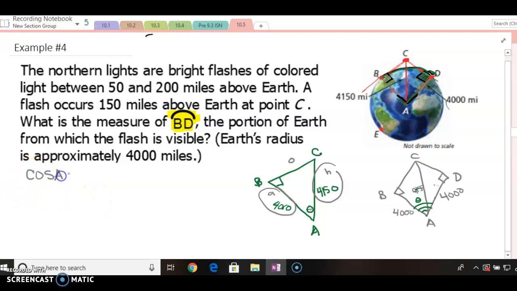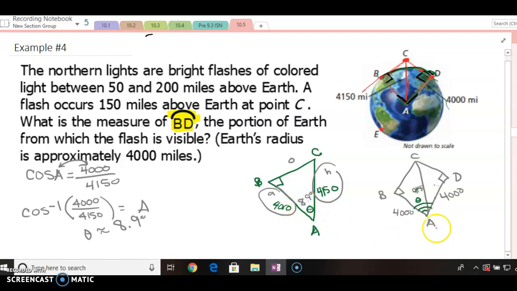So I could say cosine of angle A equals adjacent, which is 4,000, over my hypotenuse, which is 4,150. Okay, now to find my angle measure, remember that's when we use inverse cosine. When I use inverse, these flop. So 4,000 over 4,150 equals angle A. And then when I put that into my calculator, I get theta is roughly 8.9 degrees. Okay, so this right here is 8.9 degrees, which is this part right here.